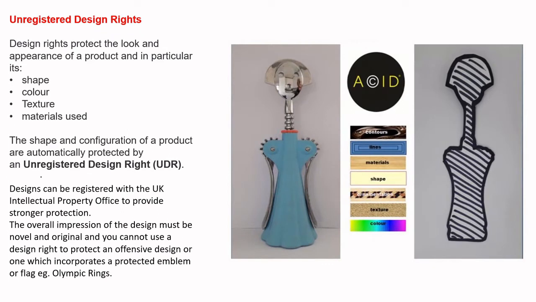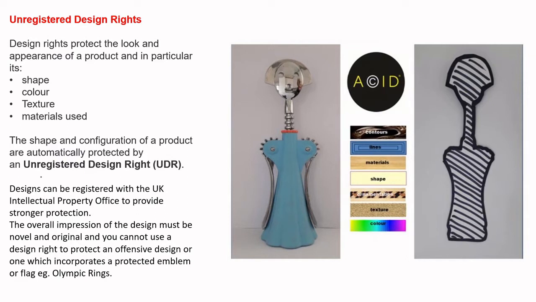Now unregistered design rights. We're going to go through unregistered design rights and registered design rights because they're two slightly different things. Design rights basically protect the look and appearance of a product, things like its shape, its colour, its textures, its materials.